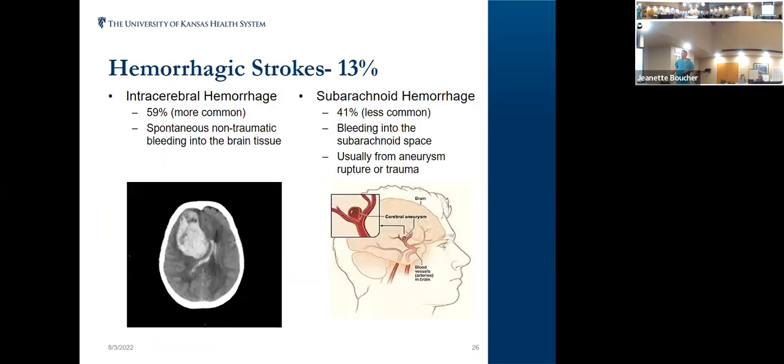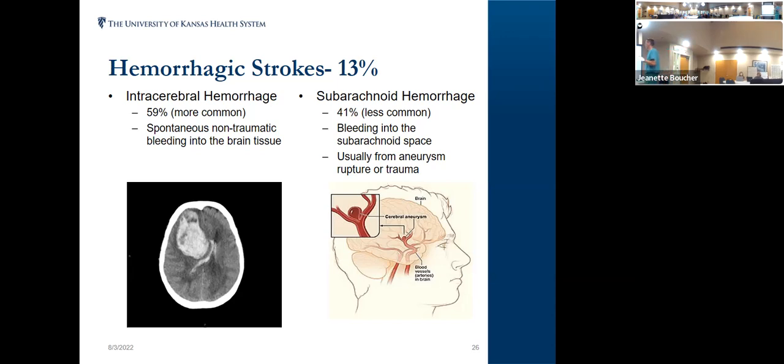The atrial fibrillation. Now I'm going to get into the hemorrhagic strokes. These are the bleeding type of strokes. And for the bleeding type of strokes, we've got two different main types. We have what we call intracerebral hemorrhage. This is bleeding that happens deep inside the brain tissue itself.